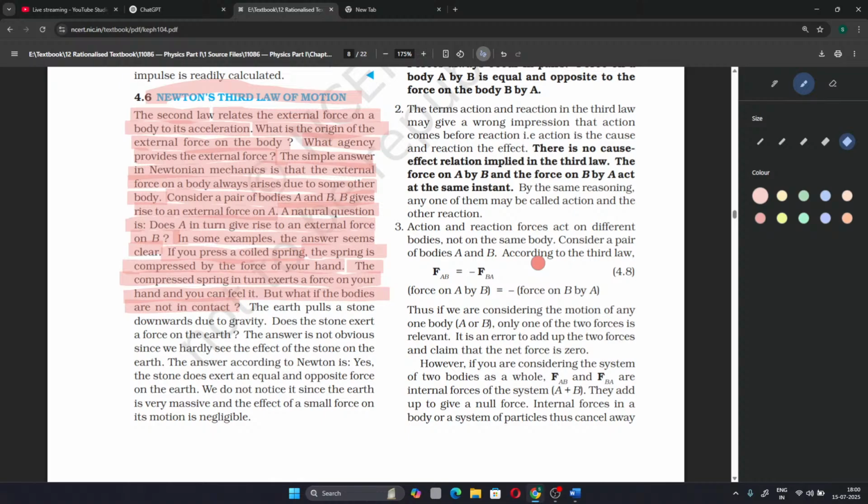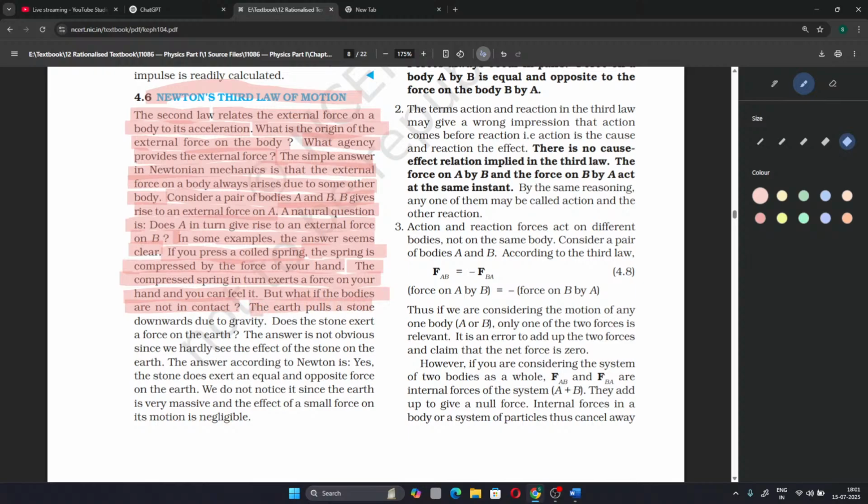It's basically the force is also experienced on your hand, on the spring. But in this case, we are in contact. But what if the bodies are not in contact? Then, for example, Earth is exerting a force on the moon through gravitational force. Does that mean Earth is also experiencing a force due to the force that Earth is providing for the moon? Let's read, we'll understand more.